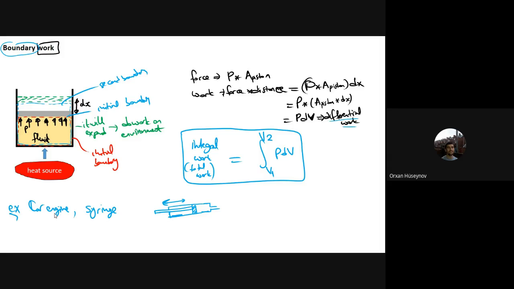It is very famous for closed systems. For open systems, the boundary is almost fixed. It doesn't change a lot. But for closed systems, the boundary changes, and therefore we have the work done by the system on the environment.